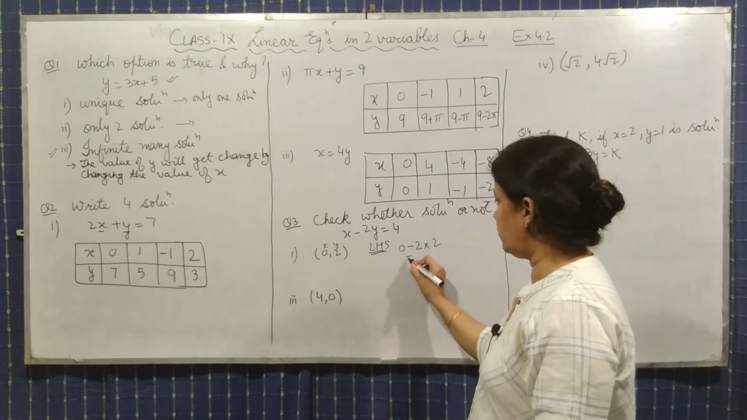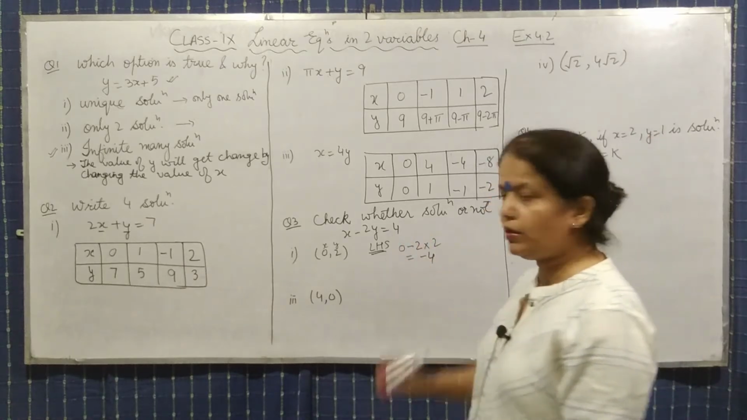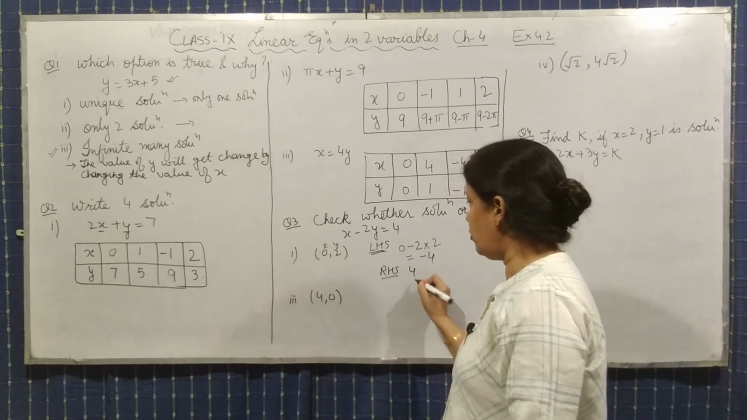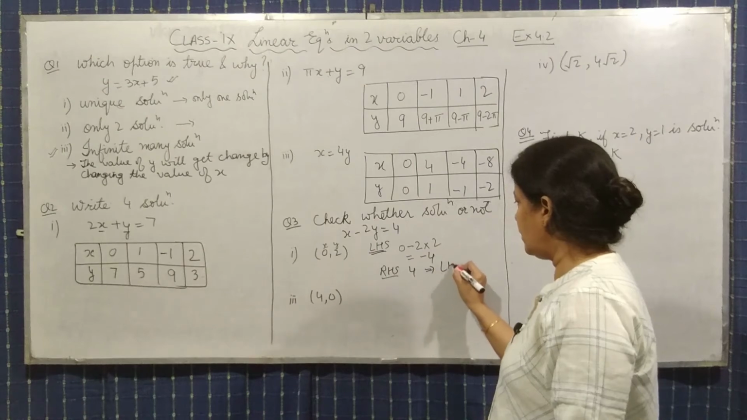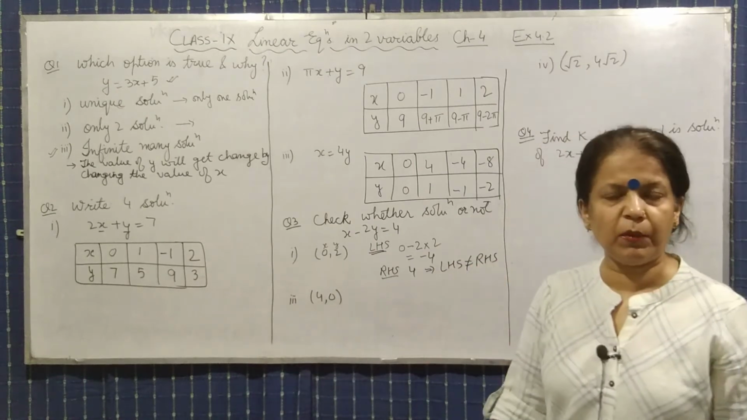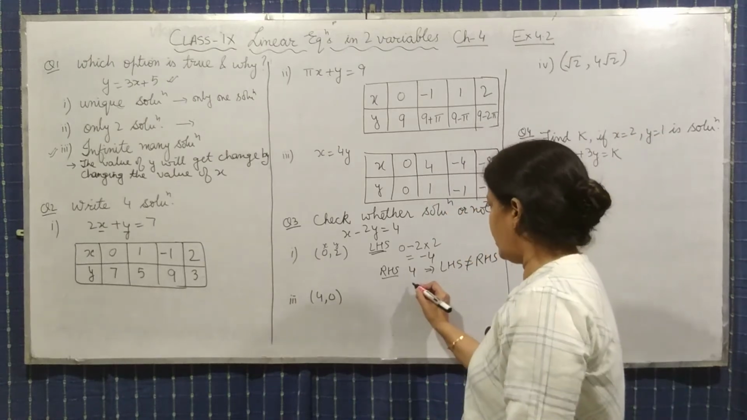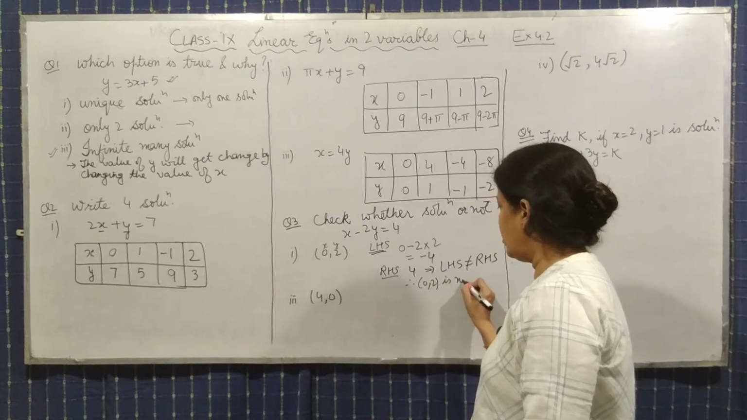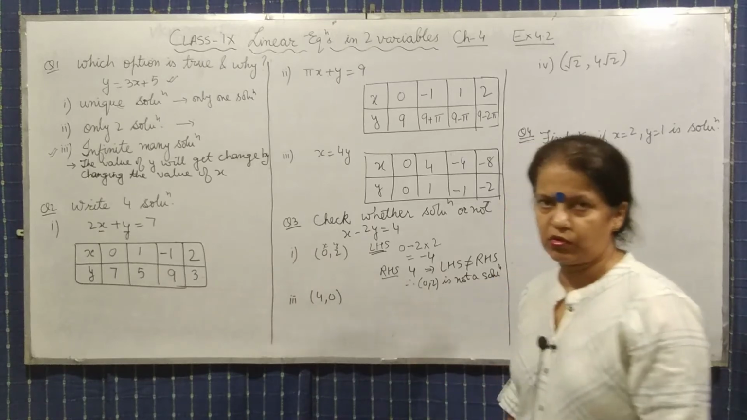So the answer which you are getting is -2, and what, -4. So what is RHS? RHS is 4. So both the things are not equal. This implies LHS not equal RHS. So what does it mean? Whether it is a solution of linear equation or not. Therefore, (0, 2) is not a solution of linear equation.